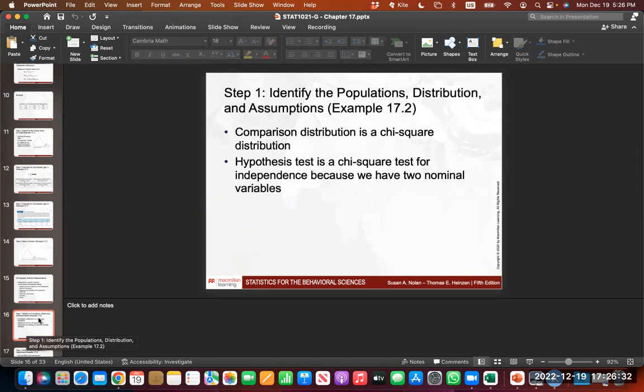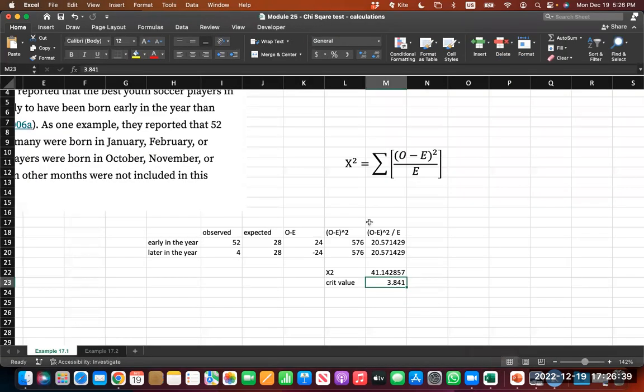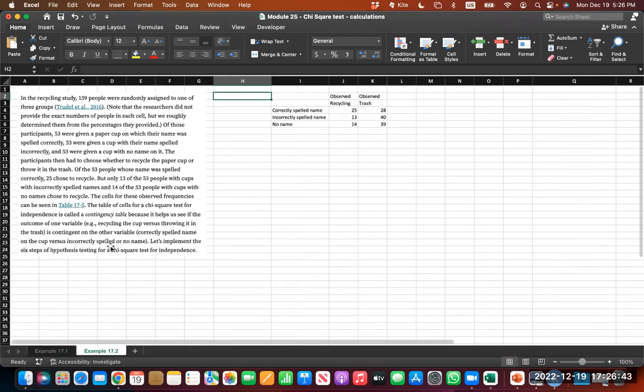Now, let us look at the example. This is our first example. The second example is this one, and that's a little trickier, which is why it's a nice example. We're doing a so-called recycling study. When you go to a coffee shop and you get your coffee, you get a coffee cup with your name on it, right? In many cases, this is the case.